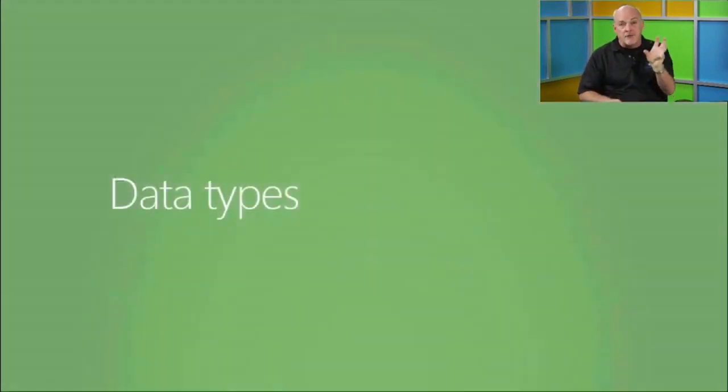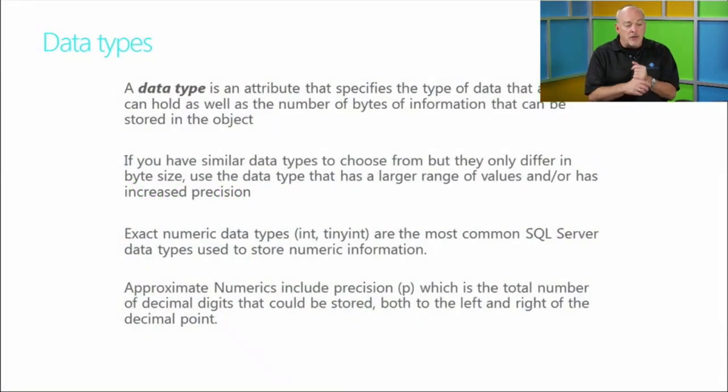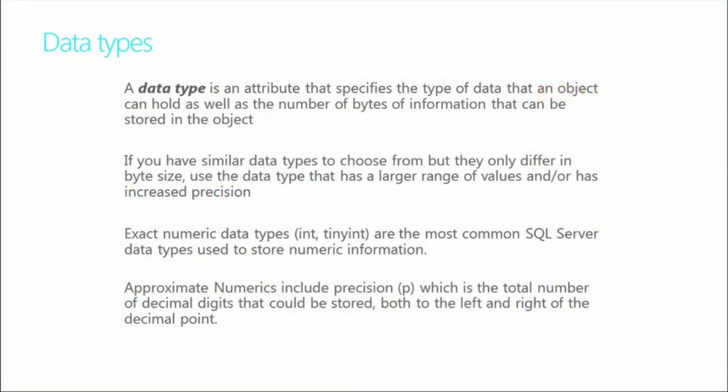Data types is going to be our first category that we're going to talk about. We're going to begin with an understanding of what that is. We've talked about rows and columns. The columns are what we assign a data type to, which identifies the type of data that's going to be allowed or stored in that particular column. There might be a couple of similar data types. The idea is to use the data type that has a larger range of values, to have a better chance of increased precision and to make sure that you don't get an overflow error by not having a data type large enough to store the content.